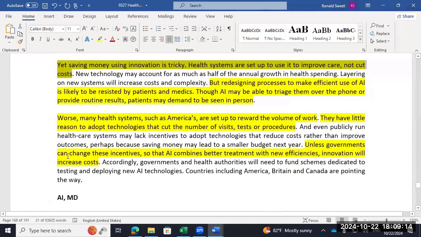It may also be resisted by patients and medics. Though AI may be able to triage them over the phone or provide routine results, patients may not be up for that. So I did my doctor's appointment Monday by phone. It was a 10:20 appointment. He came on the phone at 11:20. This is how bad the system is. So I told them I'll just go to Quest and send the blood test over, and then I'll meet by phone. So I'm on the phone with him.